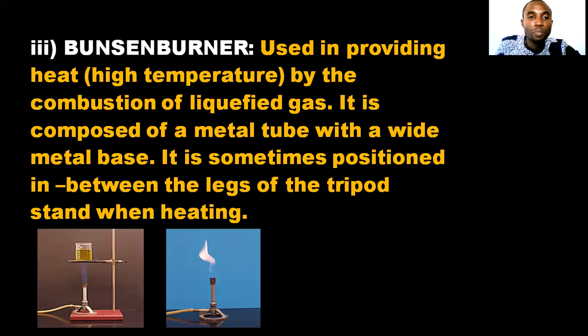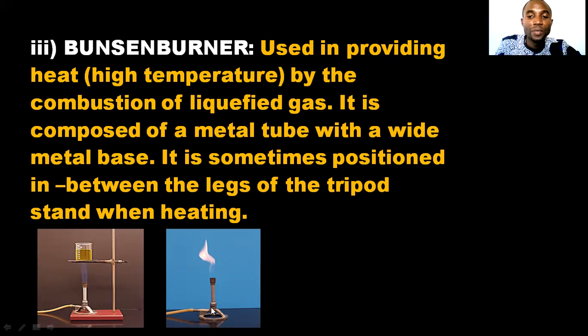Next one is the Bunsen burner. We're supposed to have space here in between these. This is the Bunsen burner. It is used in providing heat, which is high temperature, by the combustion of liquefied gas, or anything you want to heat. It is composed of a metal tube with a wide metal base. Look at it. This is what we call a Bunsen burner.